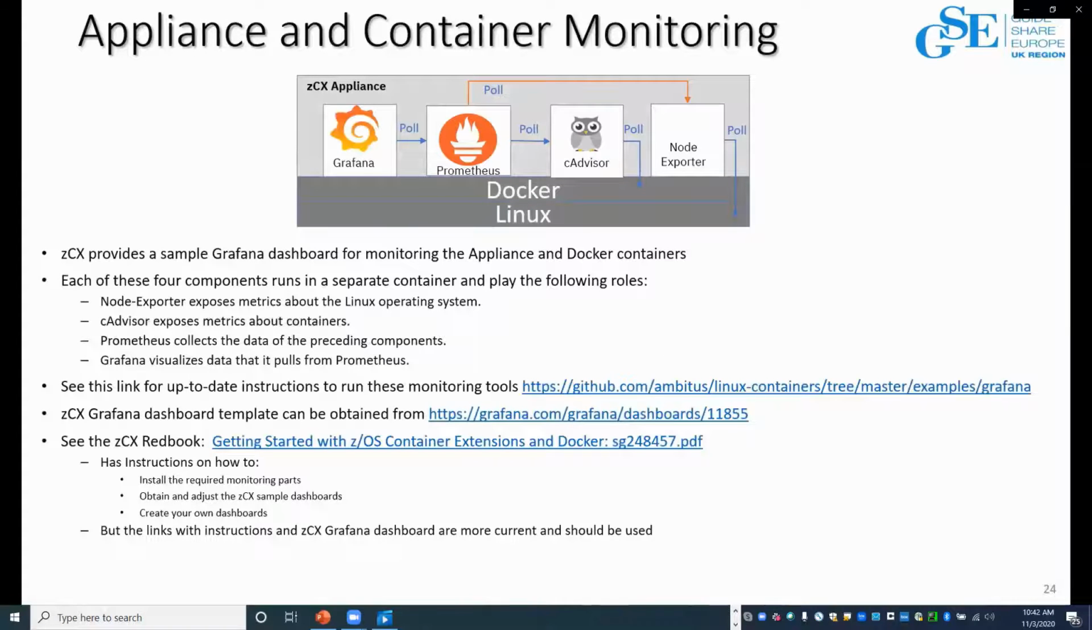For monitoring Linux, zCX provides a sample Grafana dashboard for monitoring the appliance and Docker containers. That's important. You look at the appliance overall, so Linux overall, and then also each individual container to see how much resource they're consuming. In order to use Grafana, there are 4 different components that are required, so you have to install all the components.